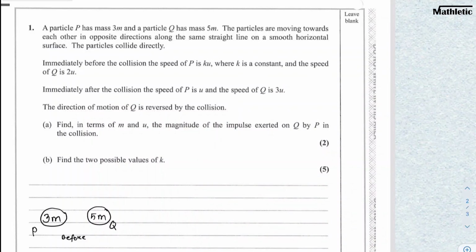So question number 1 is from the topic momentum. In this math we have 2 particles. Particle P has a mass of 3m, then we have a second particle Q with a mass of 5m. The particles are moving towards each other in opposite directions, and then they will collide. Immediately before the collision, the speed of P is ku and the speed of Q is 2u. So before the collision, they are moving towards each other with the speed of ku and 2u.